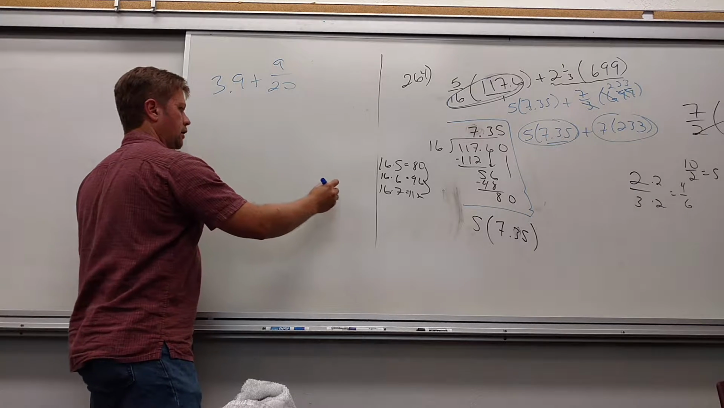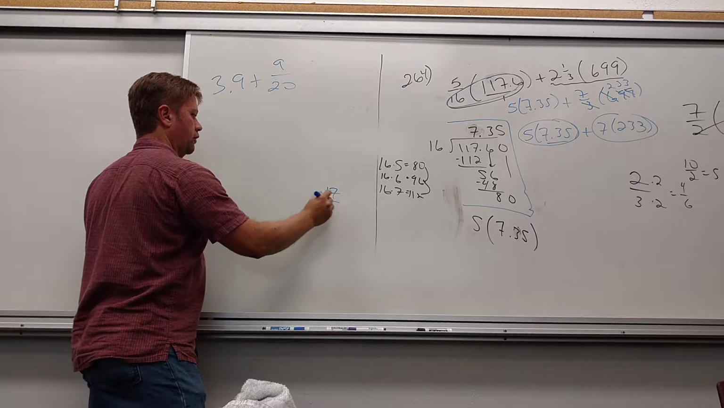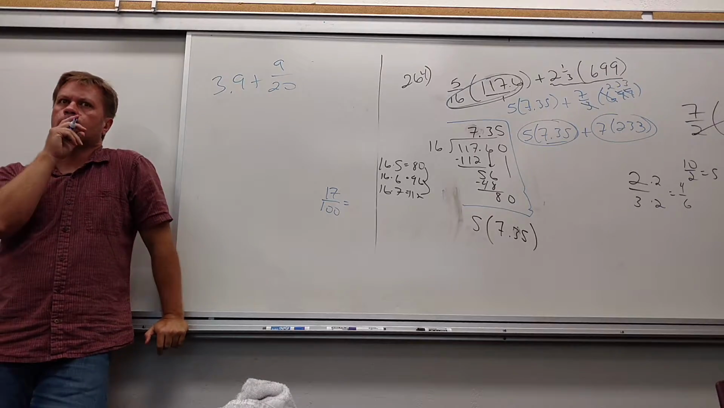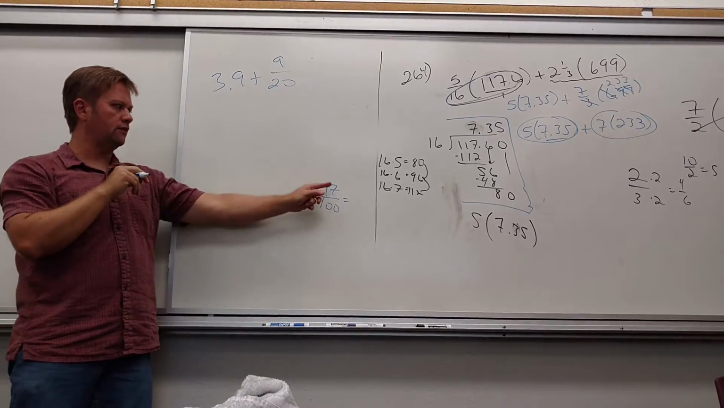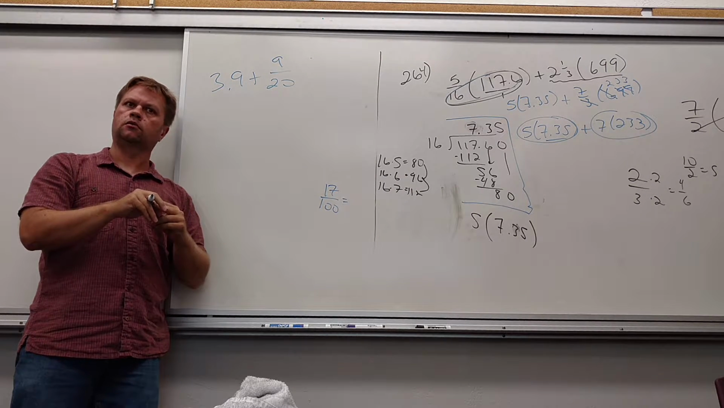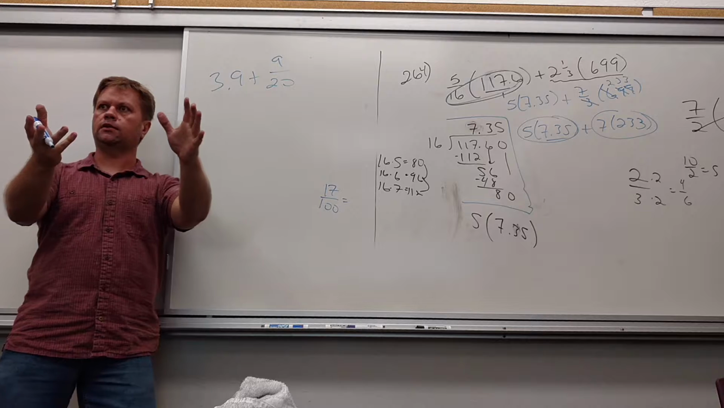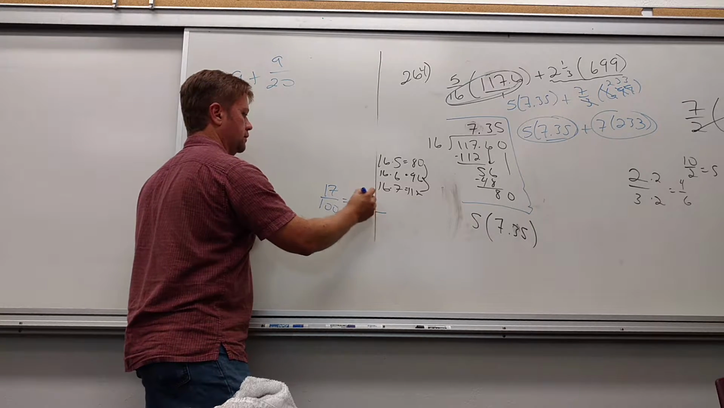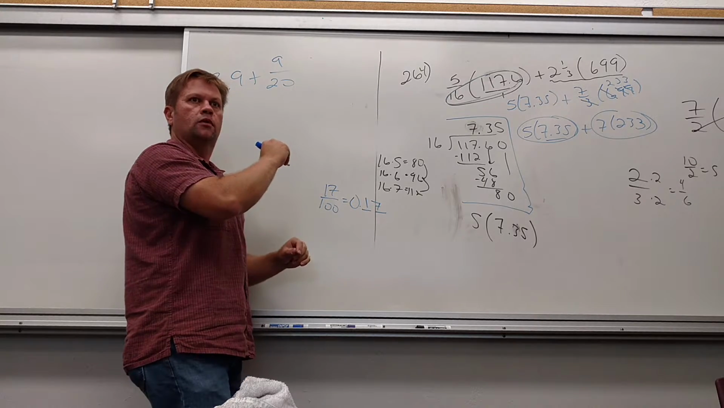Somebody help me out. How would you write 17 over 100 as a decimal? 0.17. Yeah, 0.17. Is that cool? Because I want to go out to the hundredths place, so I need tenths, hundredths. There you go. What's the point here?